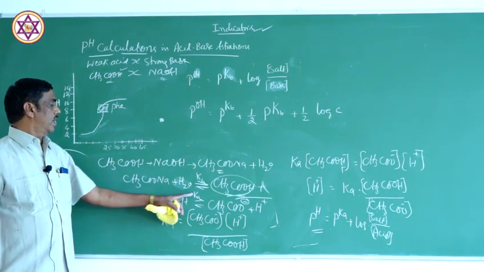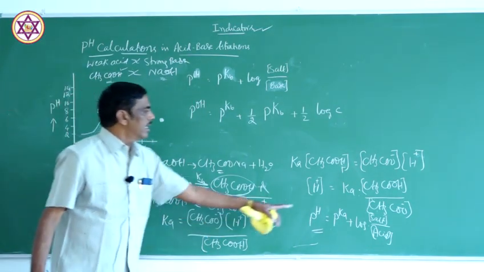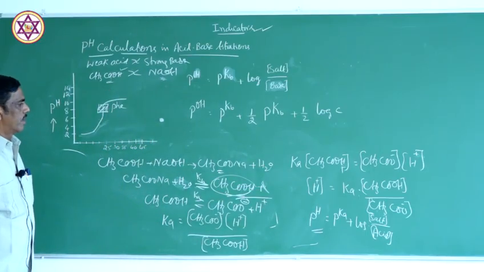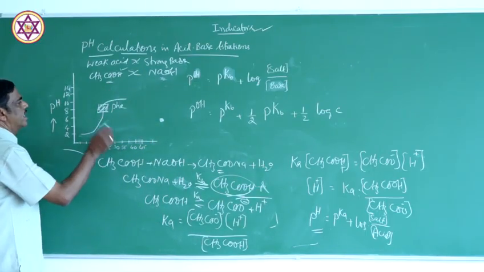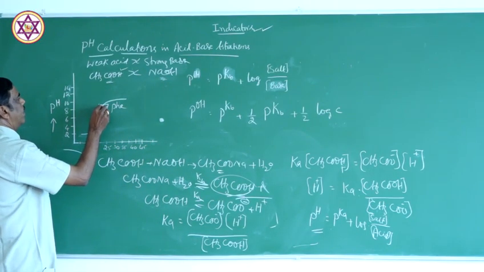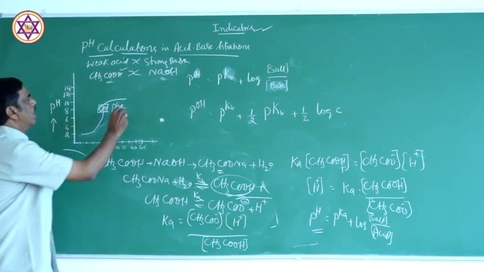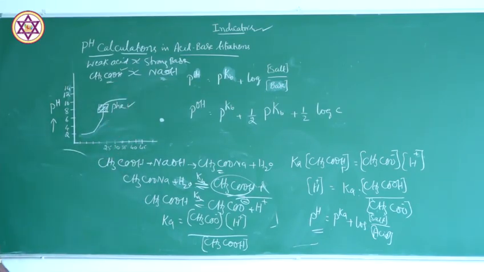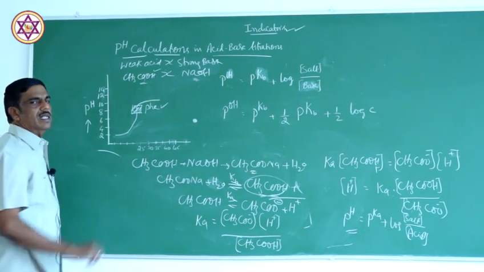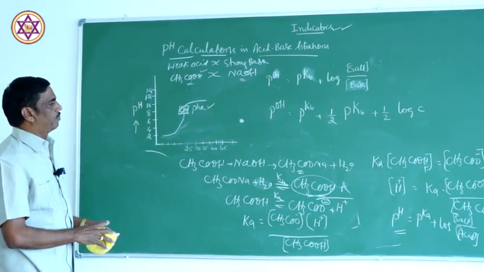In case of a weak acid, we can calculate the pH of the titration. So, the pH range in this titration is between 8 and 10. Therefore, you have to use phenolphthalein indicator in case of a weak acid, strong base titration.